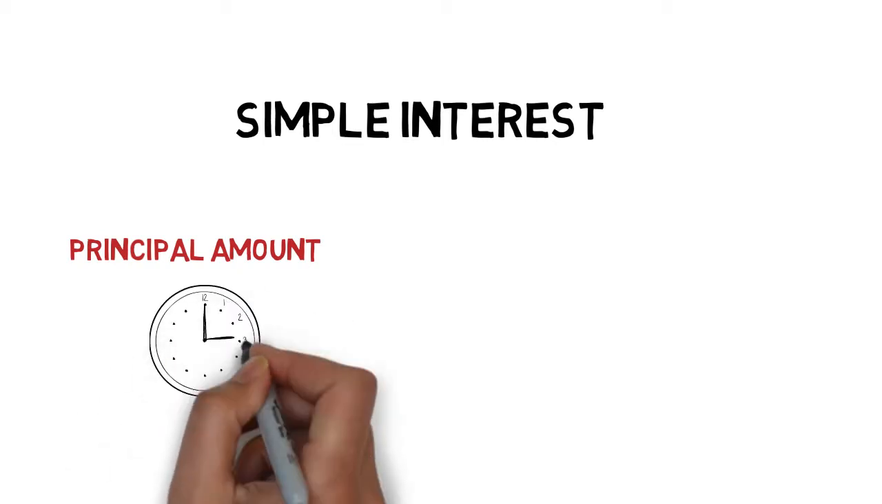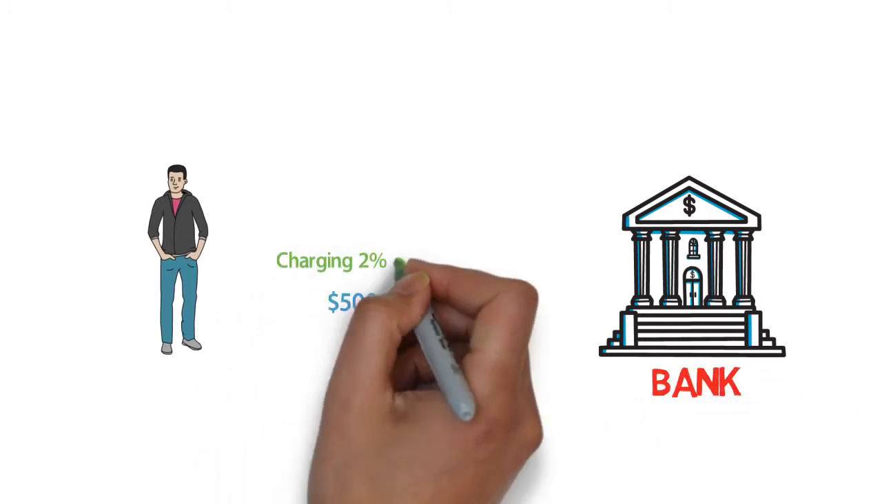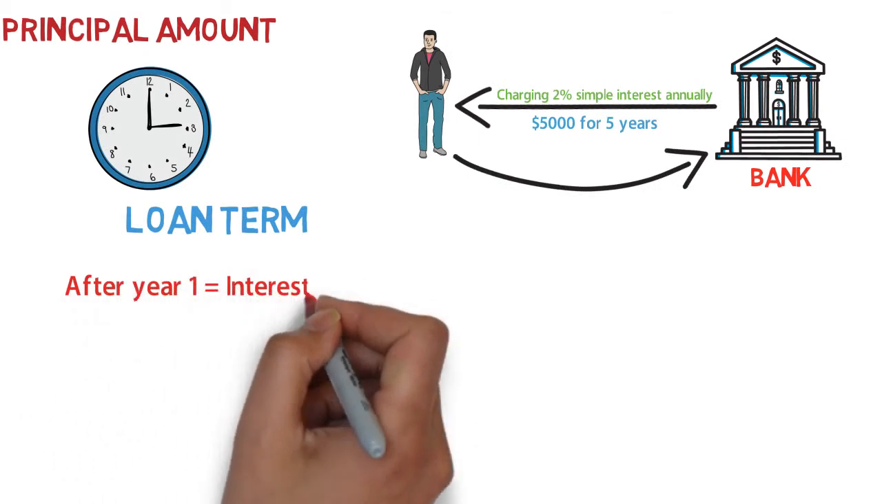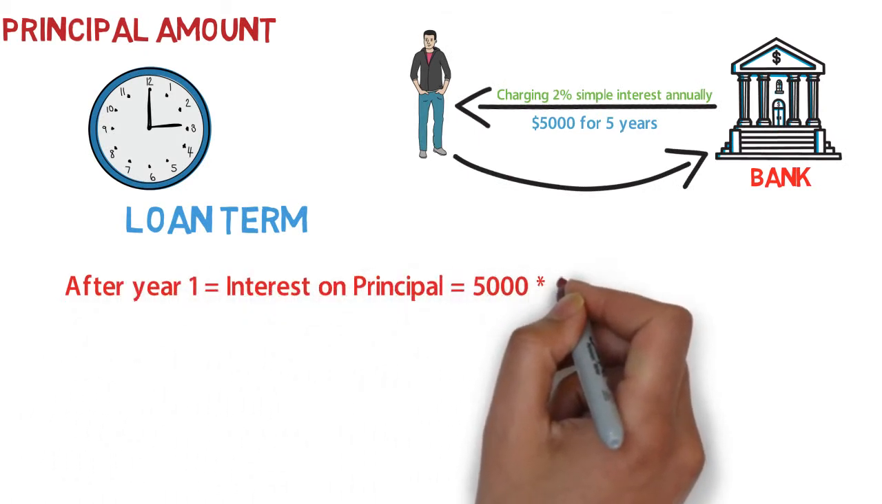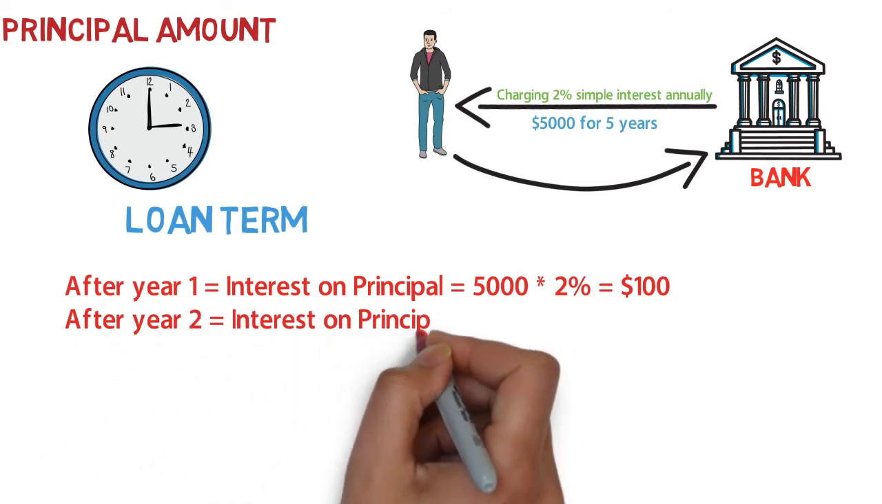Let's talk about simple interest. What is simple interest and what is the basis of it? Simple interest is the amount that you will have to pay on your principal amount after each period of time throughout your long term. Consider you borrowed $5,000 for 5 years from a bank at 2% simple interest. Now your interest after 1 year will be $100, based on 2% of the principal amount, that is $5,000, that you will pay to your bank after 1 year.